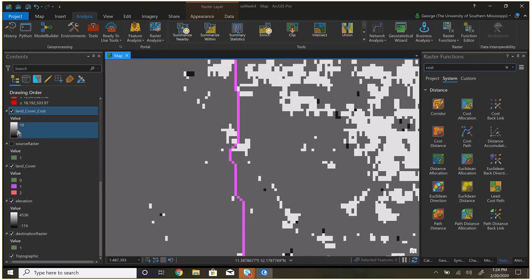So we need to take that land cover cost, and we need to do that. So what tool does that? What tool allows us to sum up all the values in another raster based on a zonal raster?